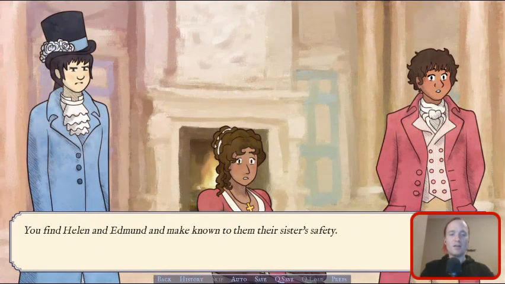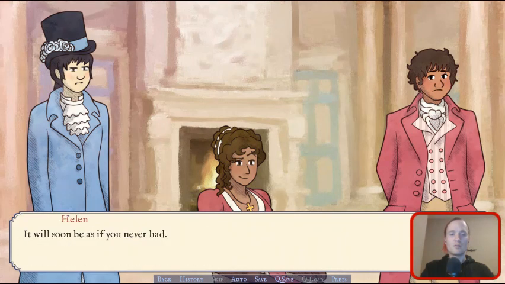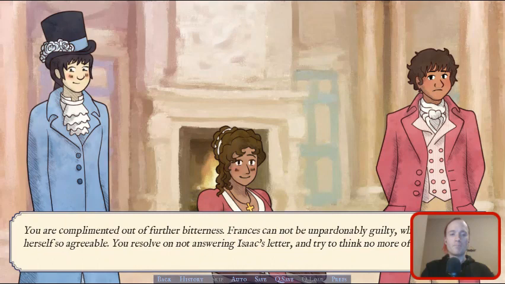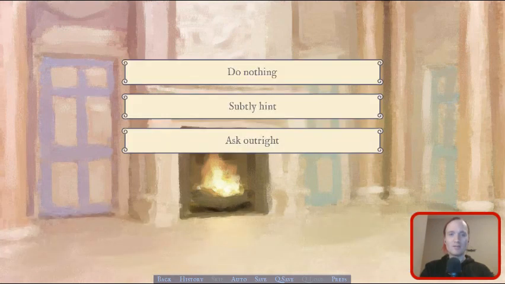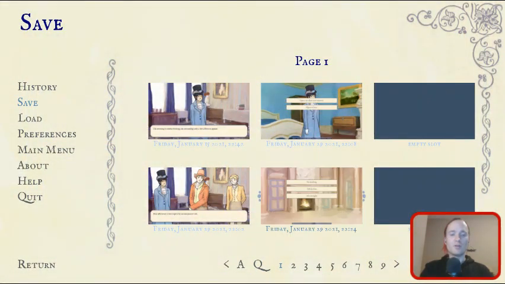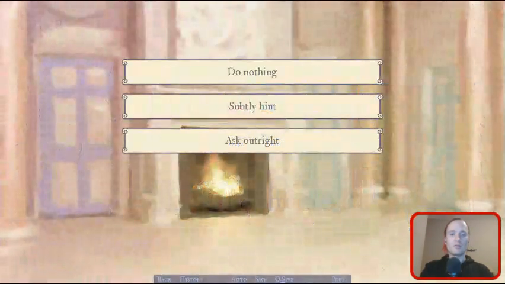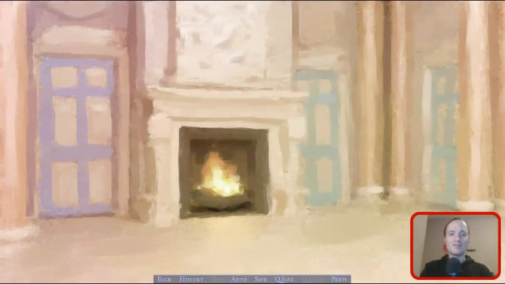"You find Helen and Edmund and make known to them their sister's safety." Okay. "The fourth week of your visit. It might seem an intrusion if you stayed longer." I thought we were only up here for two weeks. Do nothing, subtly hint. This is how visiting worked. True, in this era. I'm going to save again. Although I guess we can probably just go back. Probably. Just ask. I'd ask outright. Yeah, let's go for it.